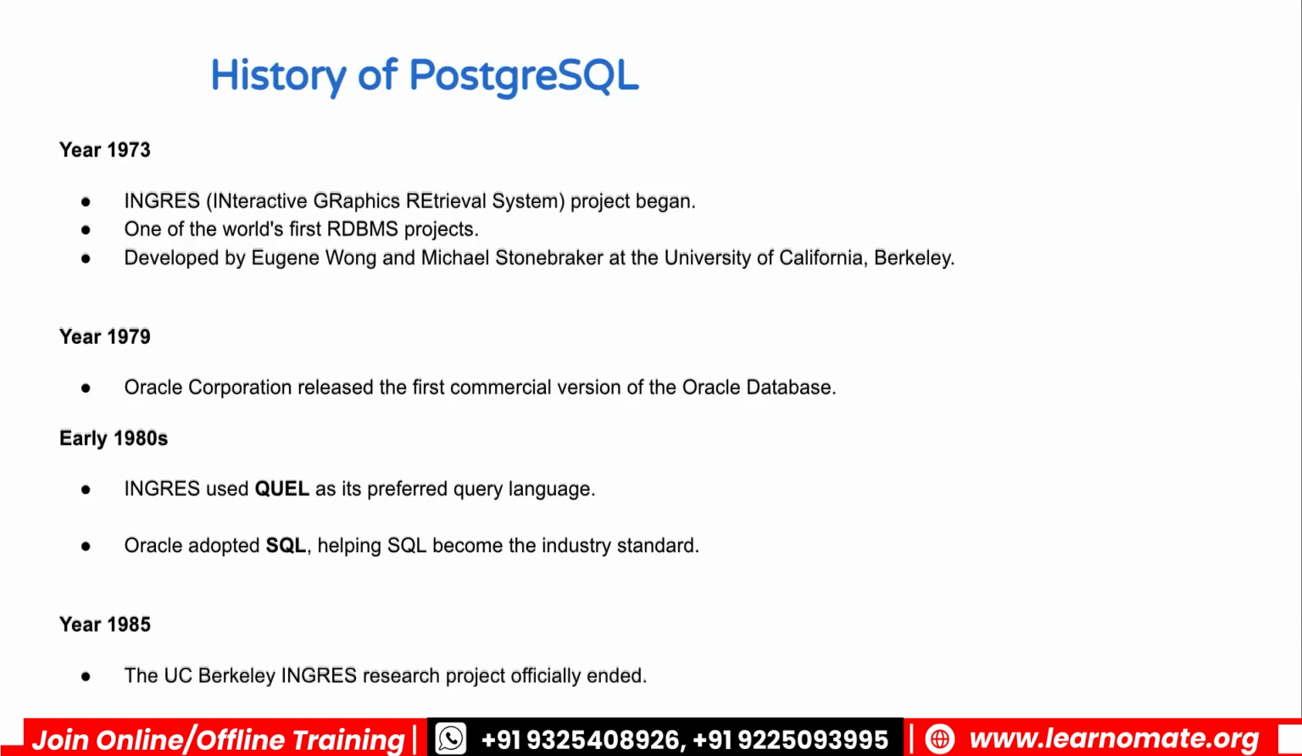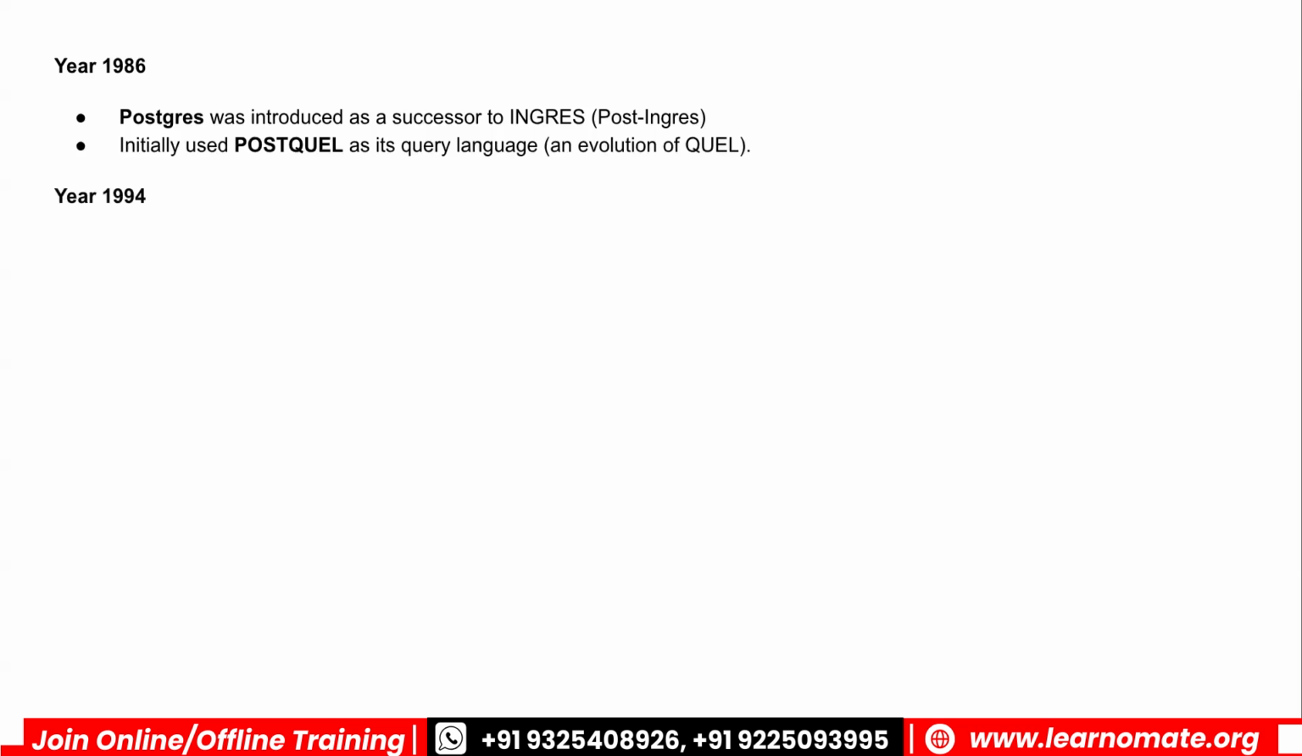In 1985, the Ingres project was officially closed. There was no development for a year. Then after a year, PostgreSQL was introduced as the successor of the Ingres project. The same people resumed the project as the successor of Ingres, that means Post-Ingres. Initially it used POSTQUEL, an evolved version of QUEL, as the query language for the database.